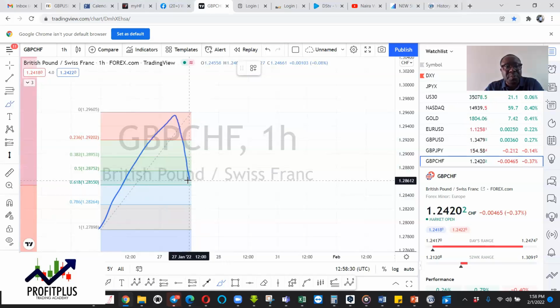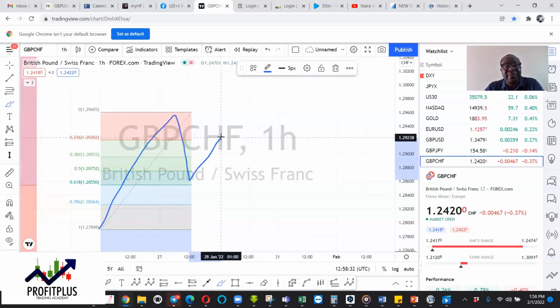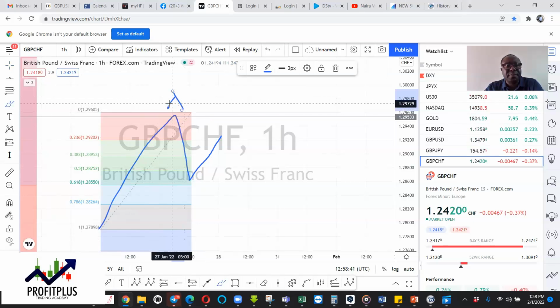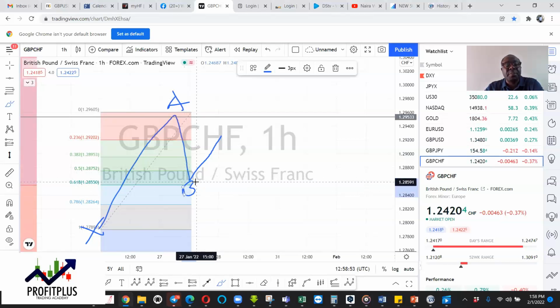Now it moves from this point to another level, but not at the same level as point A. This is point A here, and this is X. This is B. B has this deep retracement, 61.8%, and then it moves back to C. And this C, BC will not be up to 100% of AB, so you shouldn't go more than that.